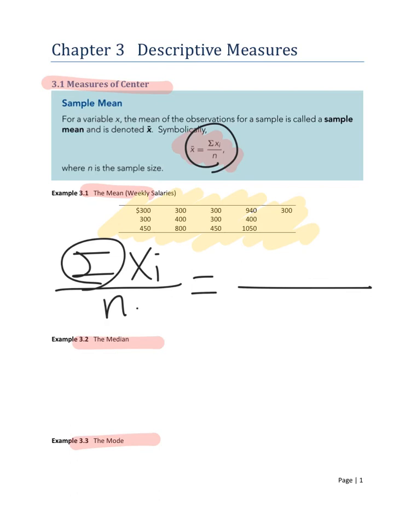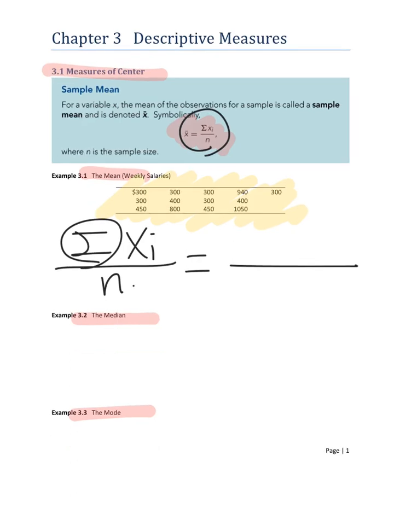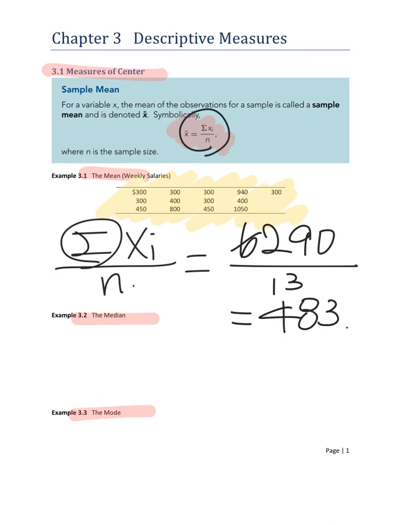Could you take the sum? Actually, we had 13 values. Please use your calculator and take the sum. How much is the sum? 6290. 6290 divided by 13. Then how much was the average? 483.85. Average: take the sum divided by the number of values. Mean, average, 483.85. It's good? Yeah, we knew it.